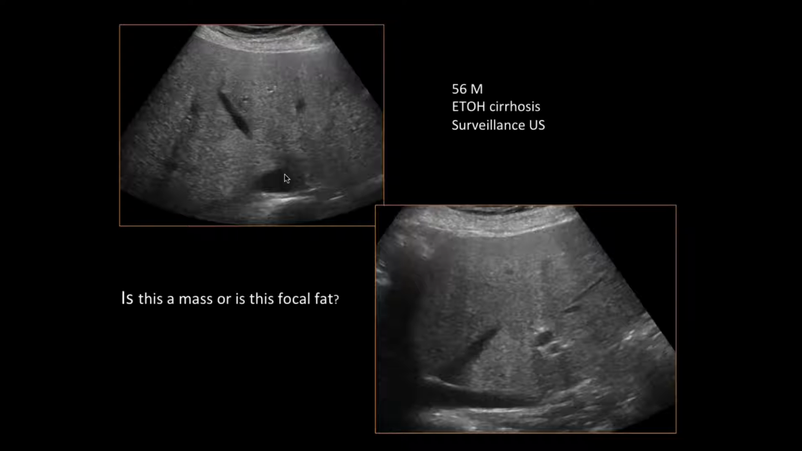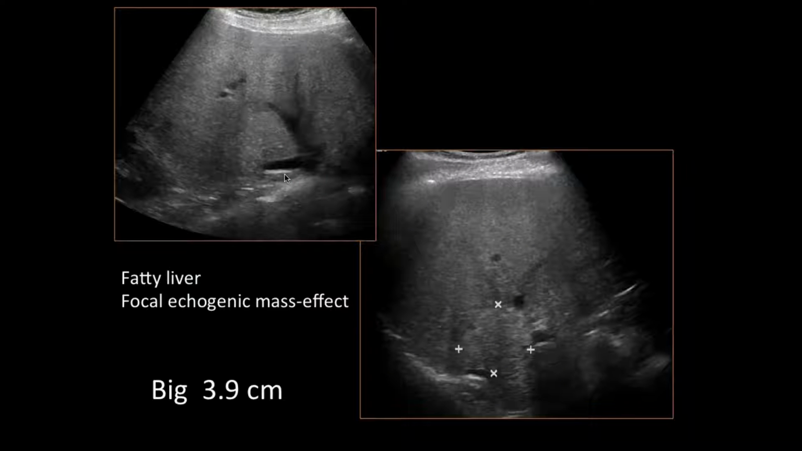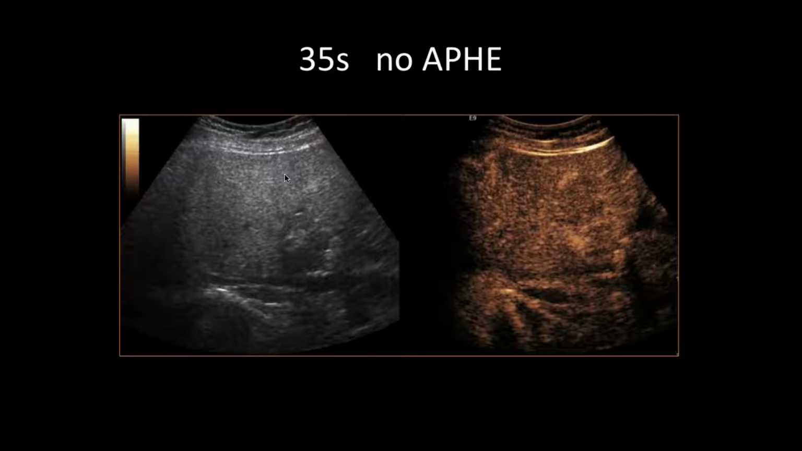Another patient with ethanol cirrhosis, and on a surveillance scan we can see a fatty liver and a dominant echogenic mass-like region in the liver in segment 8 abutting the adjacent vascular structures. So is this in fact a concerning lesion, or is this focal fat? Well, we cannot determine on the baseline scan, and so we take this large mass lesion and we look at it with contrast enhanced ultrasound.